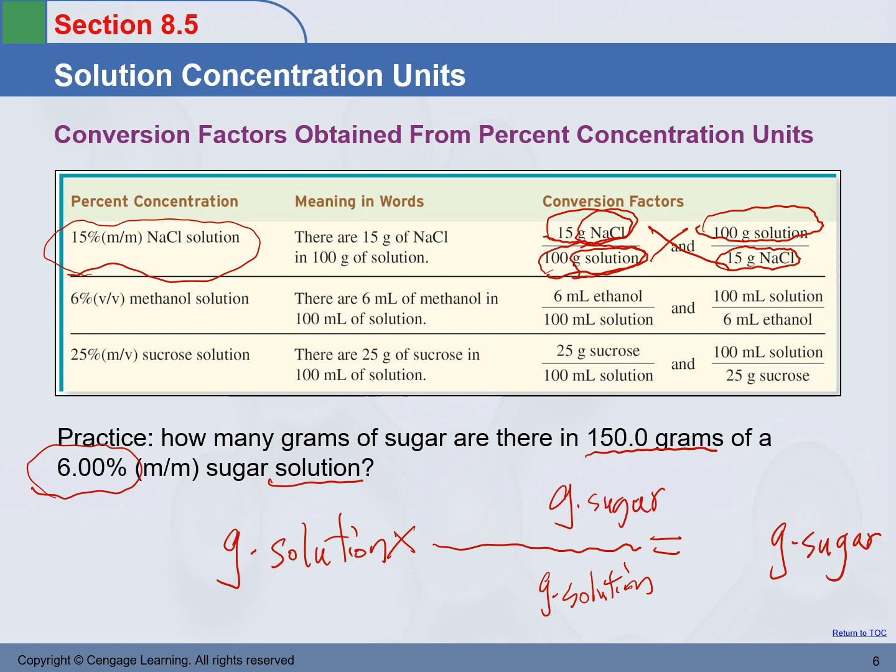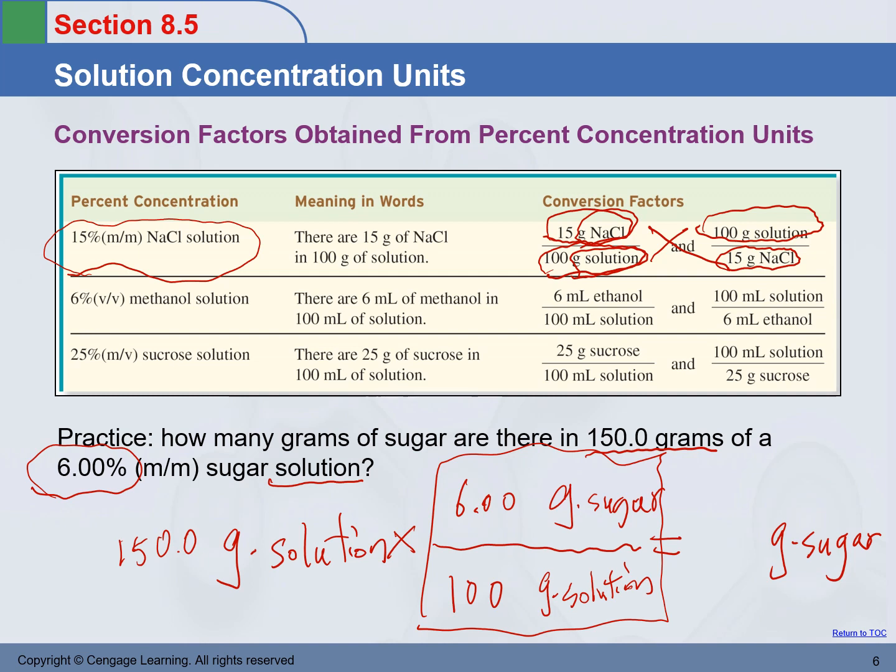Now let's plug the numbers in. We know we have 150.0 grams of solution. What is this? The ratio of sugar, which is solute, and the amount of solution. Well, that's concentration. 6% means you have 6.00 grams of sugar in every 100 grams of solution. Make sense to you?